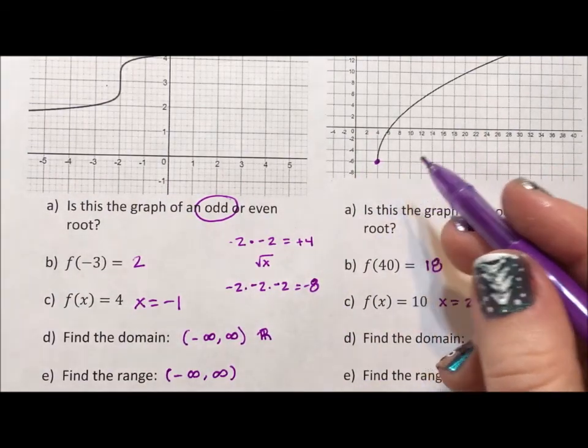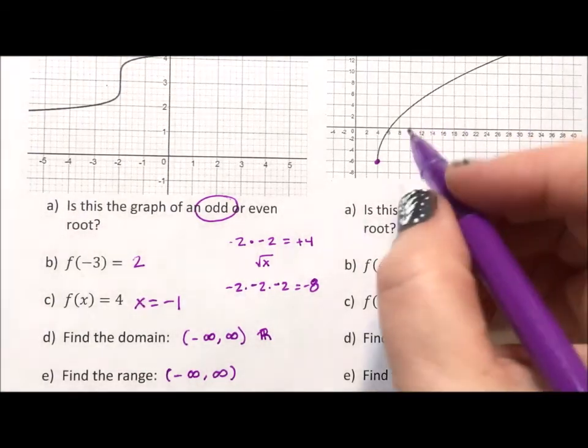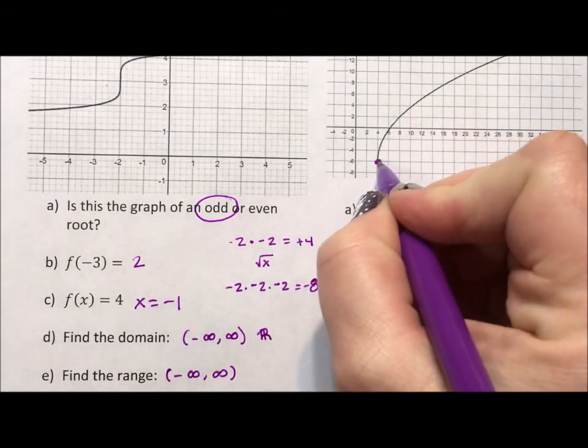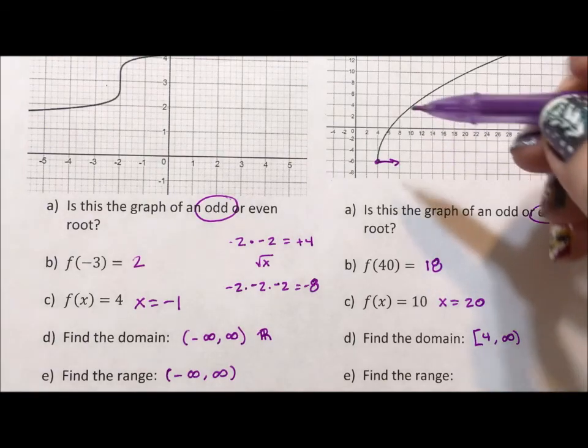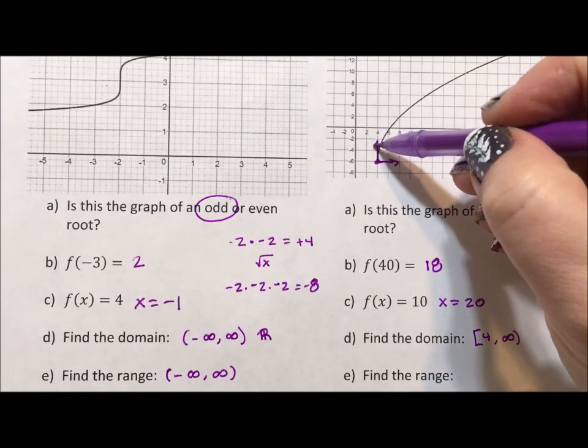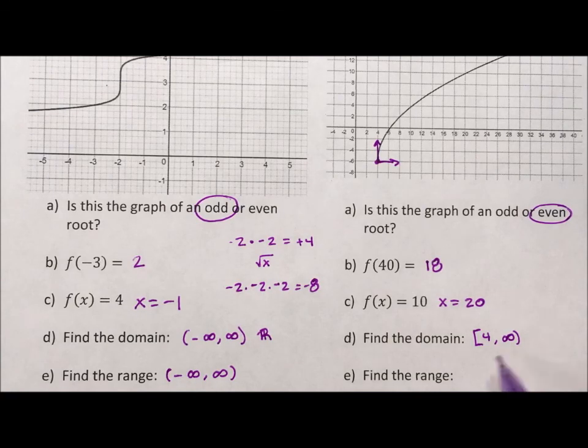For the even radical, the domain, well, it has a very set starting point. It starts right here and goes forward from that point, which means the domain starts at 4 and then goes off to infinity. The range has a very set starting point and goes up from here. So the range starts at negative 6 and goes up to infinity from there.